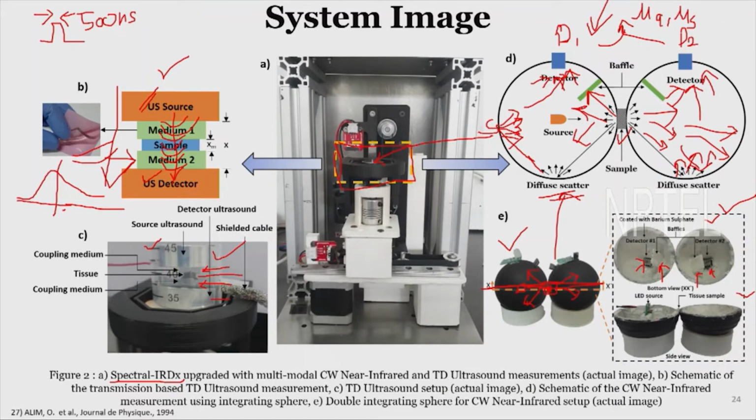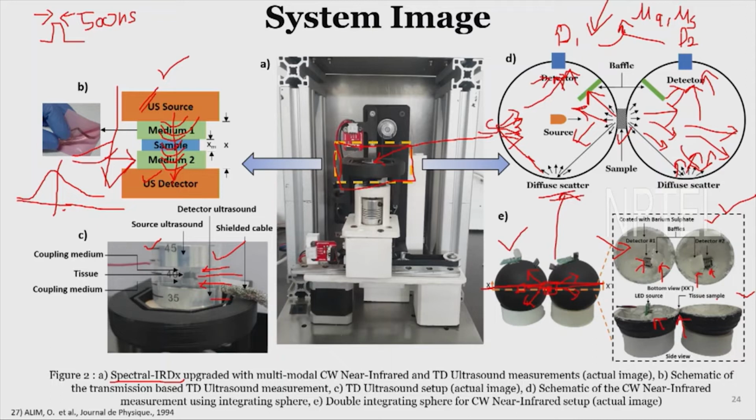What you see over here is this LED light, and this is the tissue sample over here. You can see that the inner surface of this integrating sphere is coated with barium sulfate. Barium sulfate has the property to reflect 98% of the near infrared light which is incident on that surface. And as the name suggests, it is an integrating sphere, so it integrates the light which gets scattered from the tissue from all the sides and it gets detected by the detector.